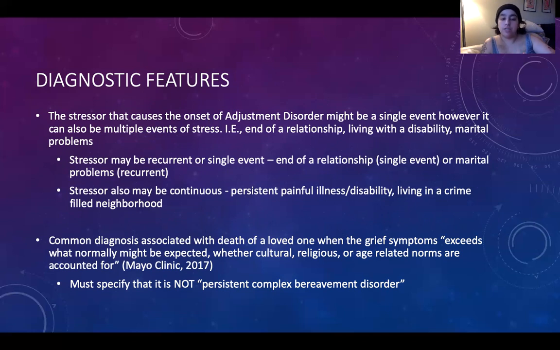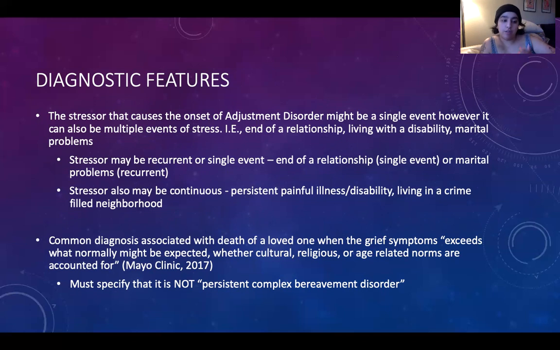And then there's also continuous, so having a persistent new onset of a later in life disability, or perhaps a cancer diagnosis. We also have living in a crime-filled neighborhood, a situational continuous stressor that is obviously on and on, affecting how the client lives their life and copes with stress in their life.